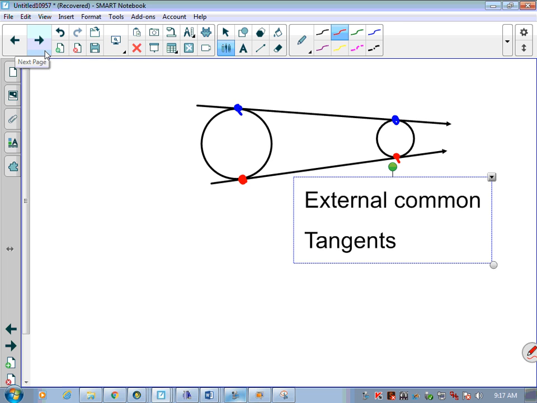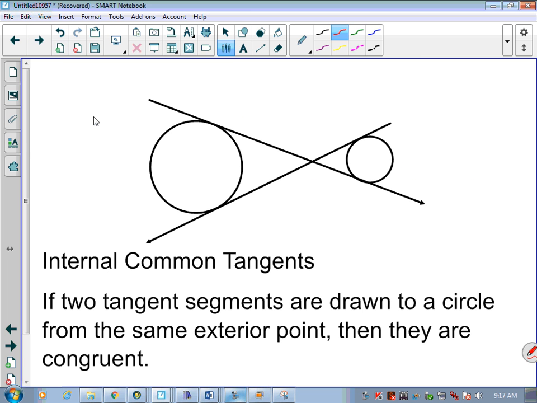Then we have common internal. Internal common tangents are where we're going to see them cross each other. So we're going to get that point of tangency with this, and this point of tangency with this over here. And there are different properties to this. What we should notice about this, what they'll tell us later, is that they're going to break these into congruent segments.